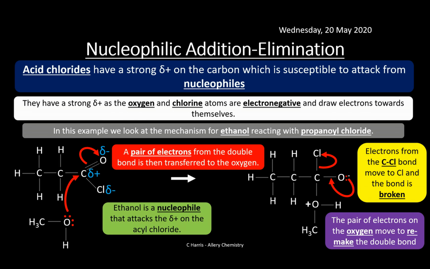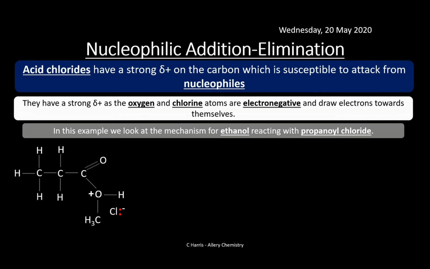Okay, so we've got a lot of arrows going here. There's a lot going on in this mechanism. So there's our intermediate. That's what we've just formed there. We've still got that positive charge on the oxygen. However, we have a chloride ion that's floating around as well. That's obviously just been removed from this molecule.